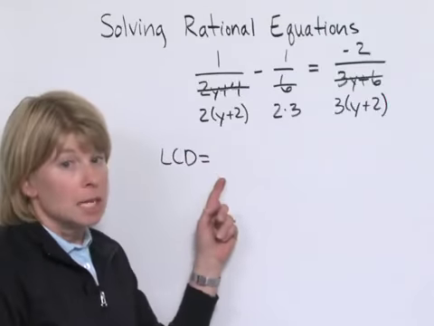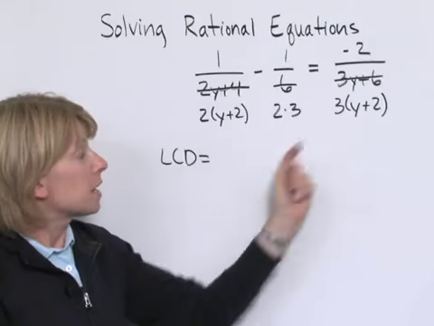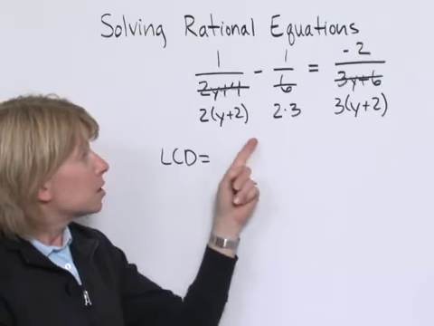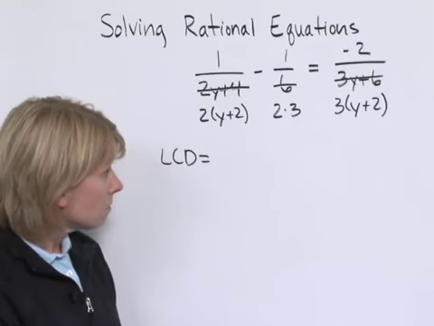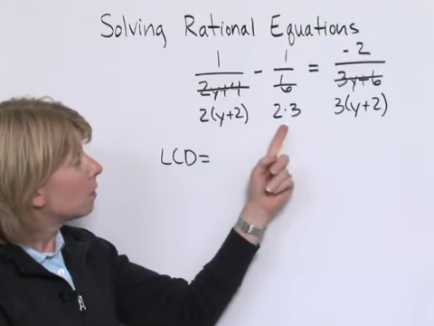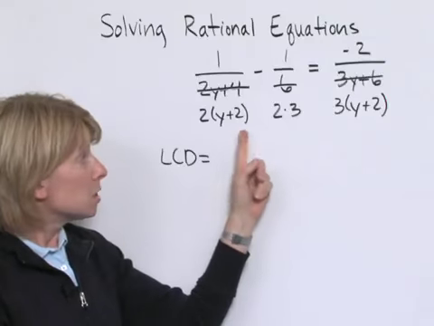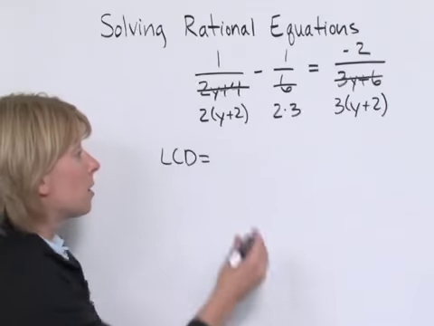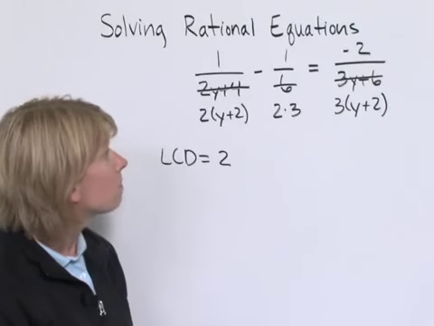When I go to find my LCD, I want to look at how each denominator got factored and look at the different factors that I have. I've got factors of 2, factors of 3, and factors of y plus 2. For my factors of 2, I've got one factor here, one factor in this denominator, and no factors here. The most number of times I see it in any one denominator is just once. So I need one factor of 2 in the LCD.